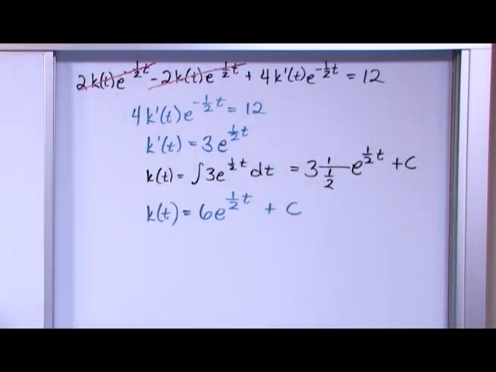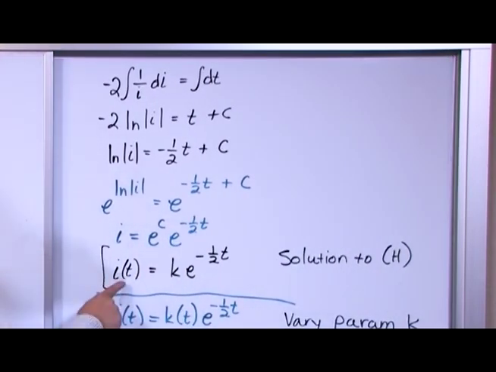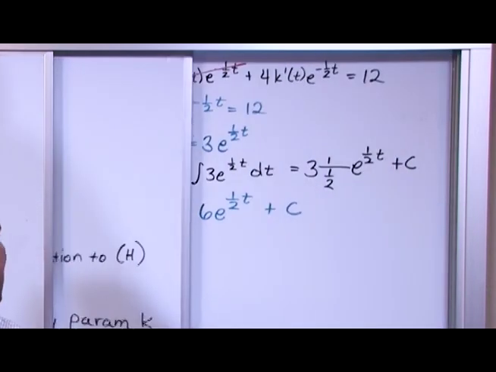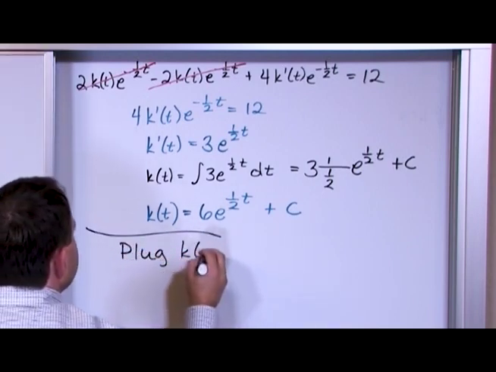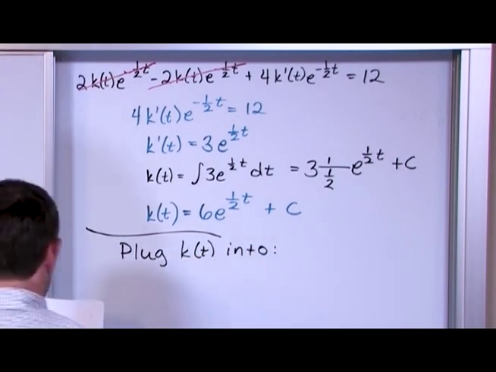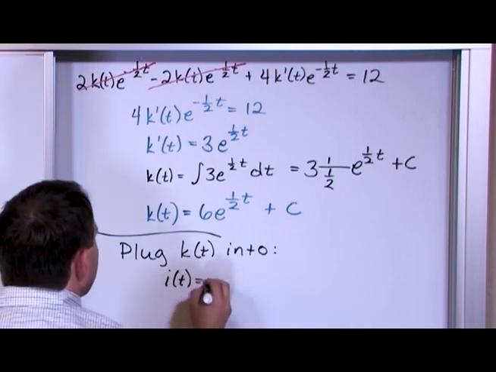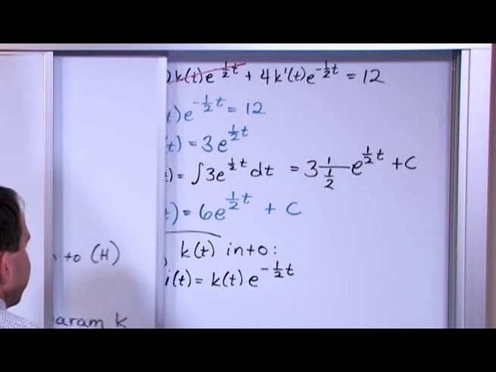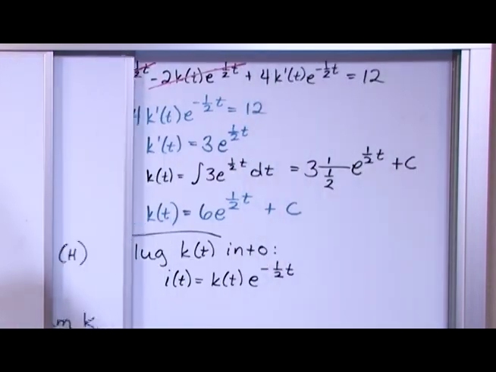All right, so we found k of t. Now let's go back to our solution. Our solution for I is, because we're varying the parameter right here, I of t is equal to k of t times e to the minus 1 half t. That is what we said the final solution is. Now we have found what k of t is, so we plug k of t in. That comes straight off this board, the solution that we found. So we're just plugging in for k.